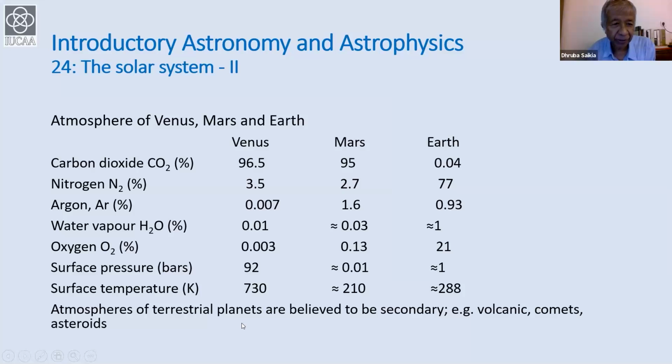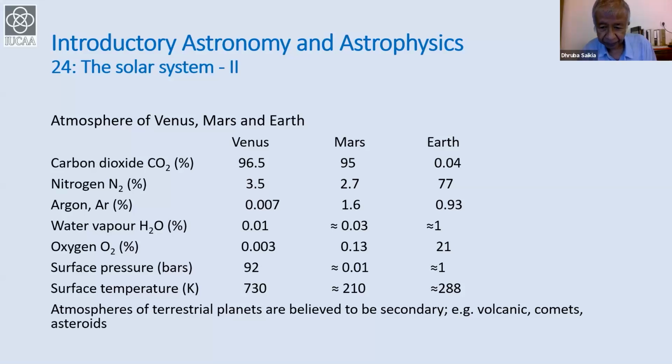Now, just a summary of the constituents of the atmospheres of Venus, Mars, and Earth. Carbon dioxide, you can see, dominates Venus and Mars. Nitrogen is in small quantities, whereas in the Earth, nitrogen dominates. Trace amounts of argon and water vapor, small quantities. Oxygen, you can see, is large over here for the Earth, whereas in the case of Venus and Mars, it is very small. And I put the surface pressures as well.